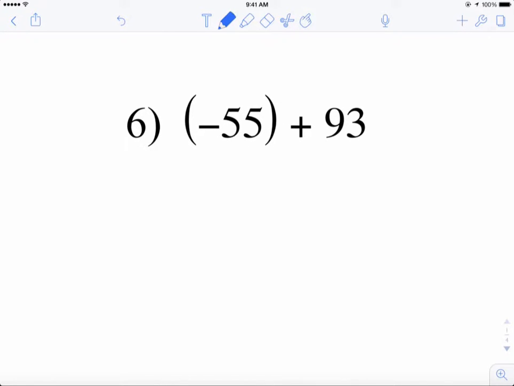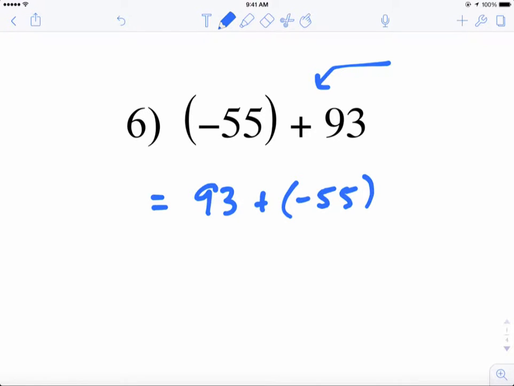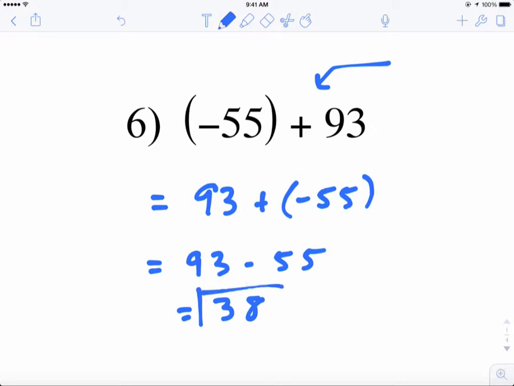And last but not least, I'm going to once again use the commutative property of addition to rewrite this as 93 plus negative 55, also known as 93 minus 55, which I think will give us 38. All right, not so bad.